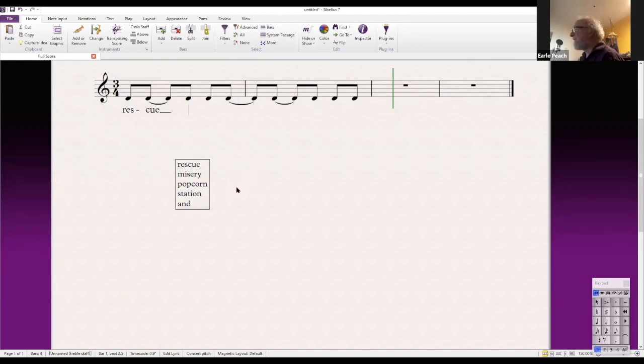And then so we have rescue, but I need something. We don't have a word that sounds like but da da. So let's stick the and there. Rescue and now we have choice. We could say misery, or we could say popcorn. Misery. All right. Well, you don't like popcorn?